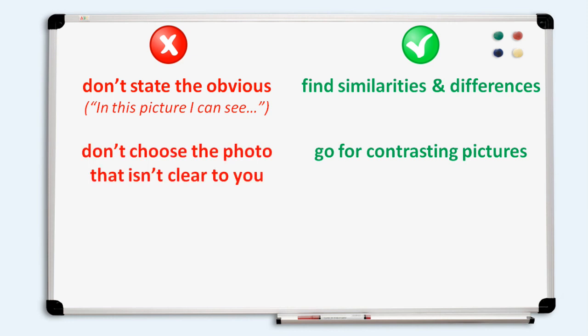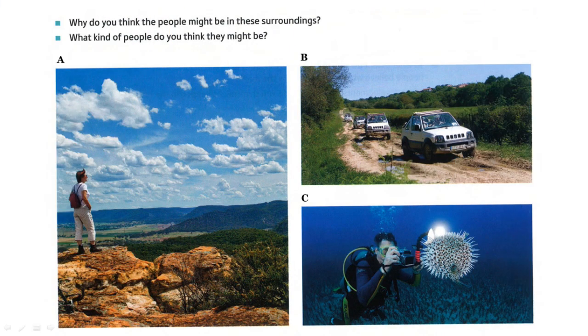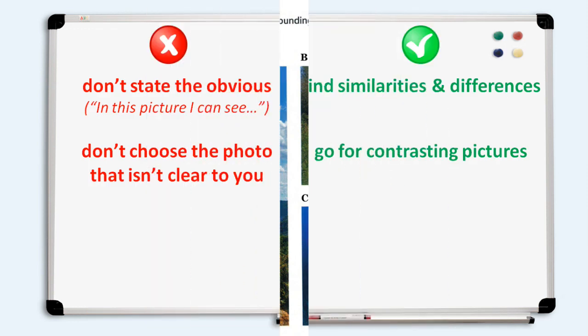Don't choose the picture that's somehow unclear to you or that represents something you're not familiar with. For example, in this case, picture B doesn't make much sense to me. I have no idea what it is about, so obviously I can't answer who these people are and why they're here.